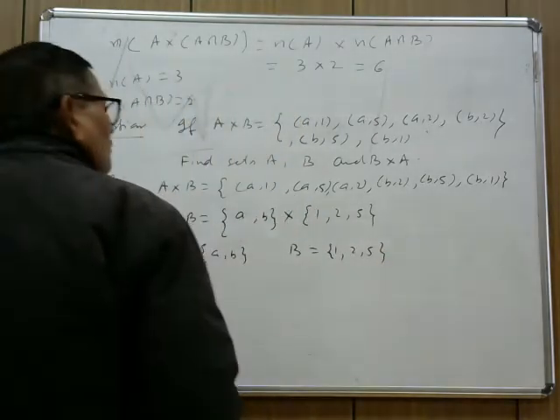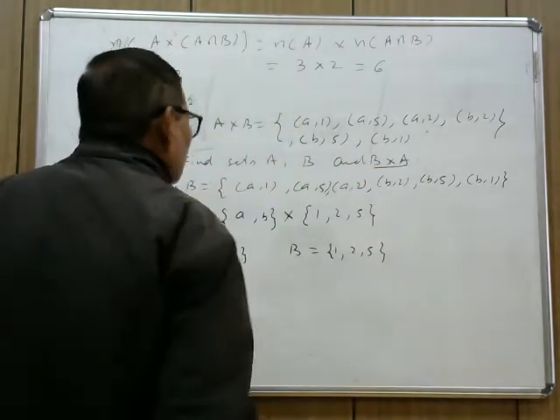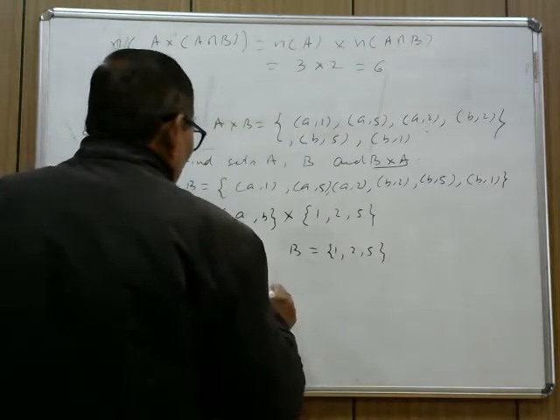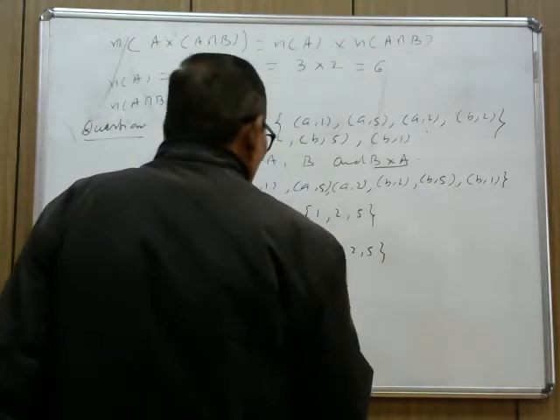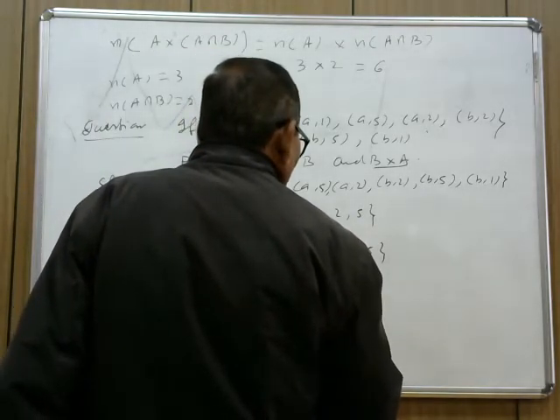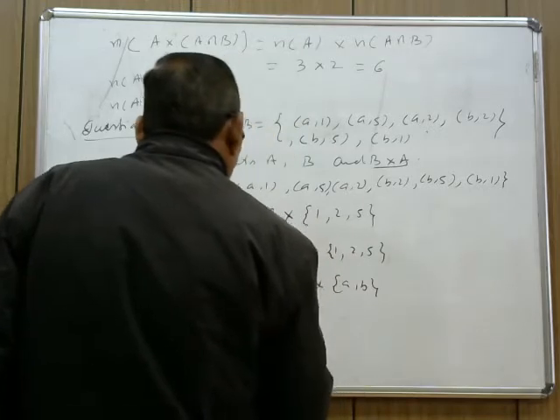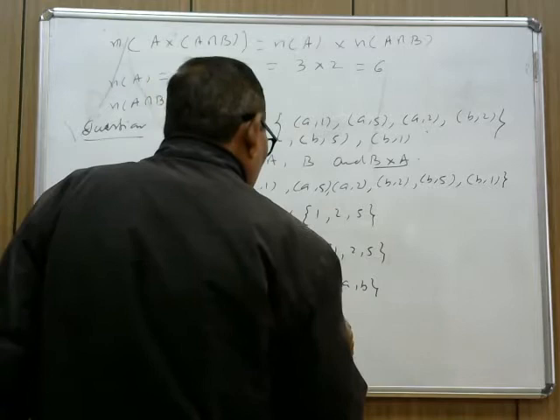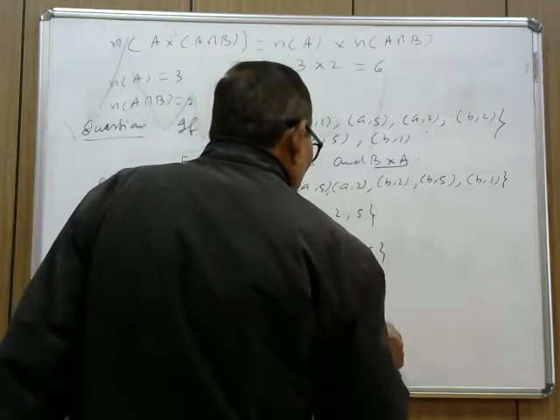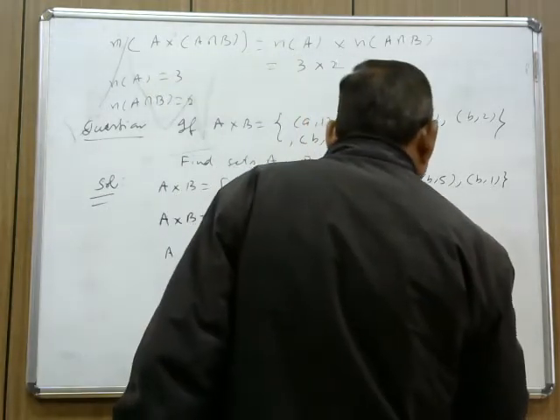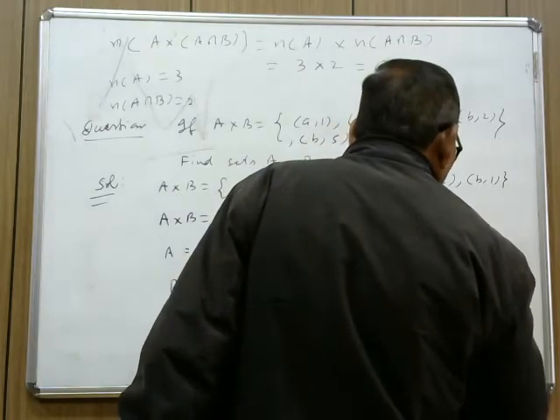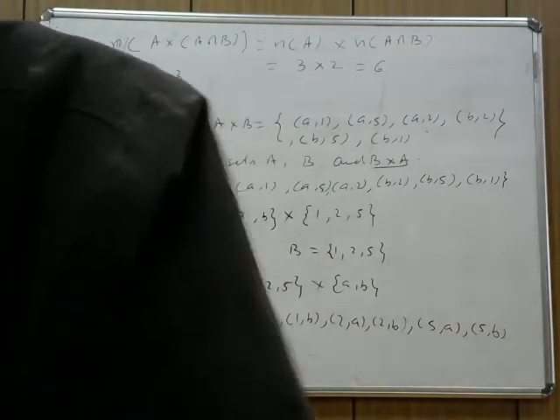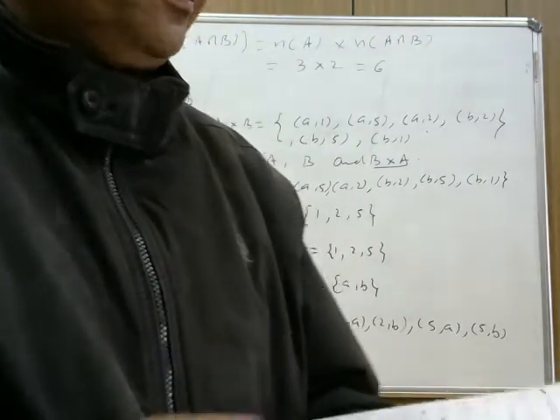Now your third part in this question is to find B cross A. First you write set B {1, 2, 5}, then cross {a, b}, and that is equal to {(1,a), (1,b), (2,a), (2,b), (5,a), (5,b)}.